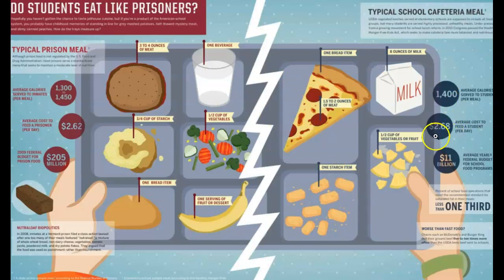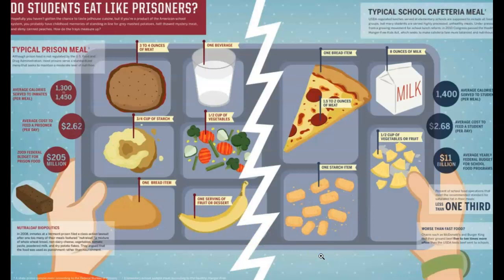I could say also the cost of a student's meal is about the same as the cost of a prisoner's meal. And I don't even think I would want to bring in this 205 million versus 11 billion, because that's not alike at all. And if I'm saying they eat like them, I only want to select details that would show how they're alike.